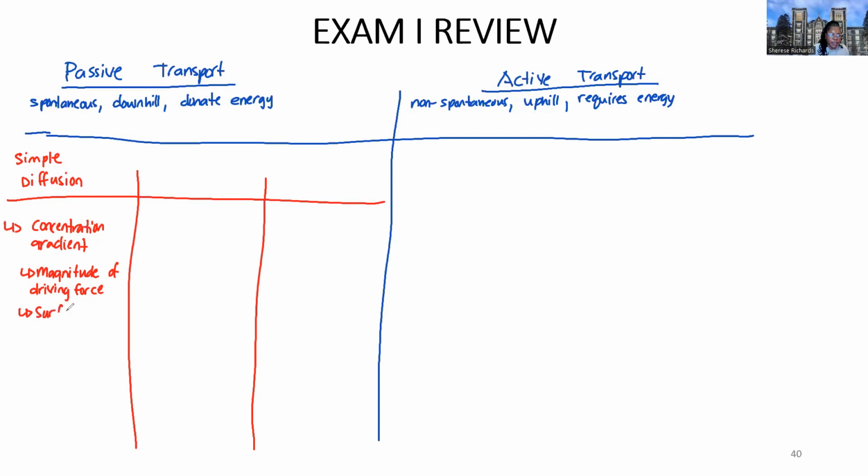So the rate is going to be determined by the magnitude of the driving force, the surface area available for exchange, and the membrane permeability. So these are the three factors that determine the rate. I'm going to just put that in here. So the rate is determined by these three factors.